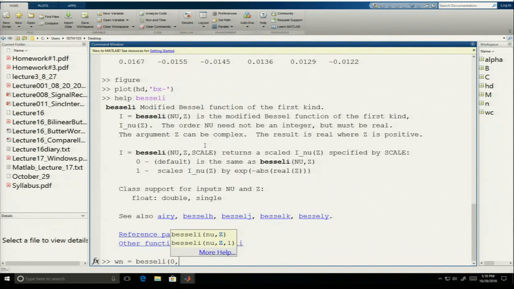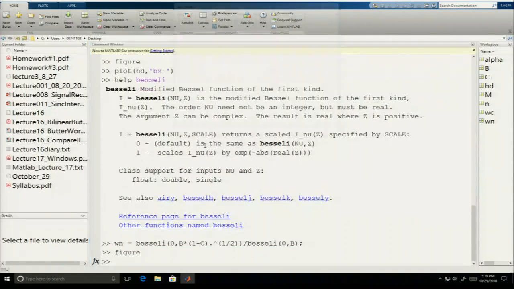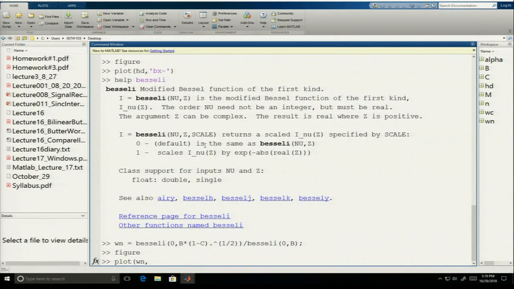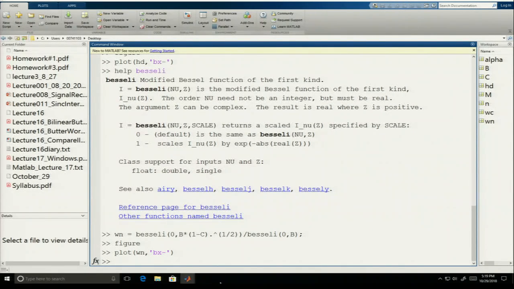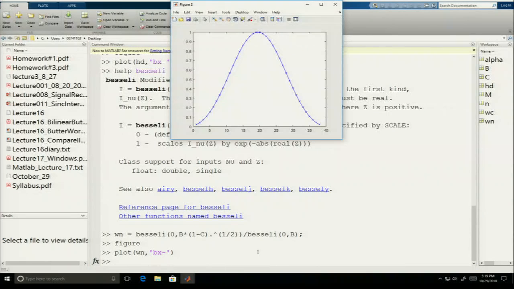And for us, we're always dealing with zeroth order, so nu is 0. That's the first argument. The second argument is everything else we've been talking about, which is b times 1 minus c, all of that raised to the 1/2. So kind of an ugly expression as an argument. But then, just for fun, we divide it by besseli, zeroth order, and what was the magic number? It was b again. And we can plot this just to make sure nothing funny is happening and I didn't make any mistakes. Does this look like a tapered window function? Let's check. And yes, that looks like your standard window taper.